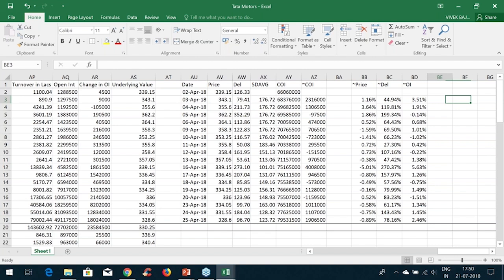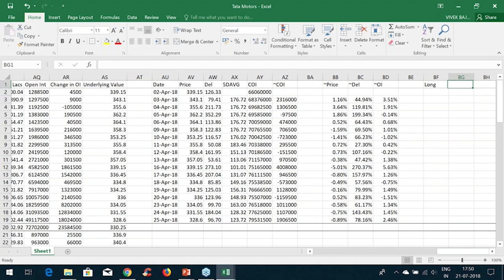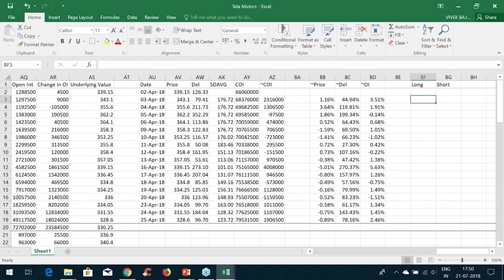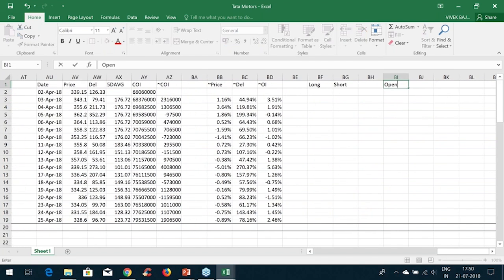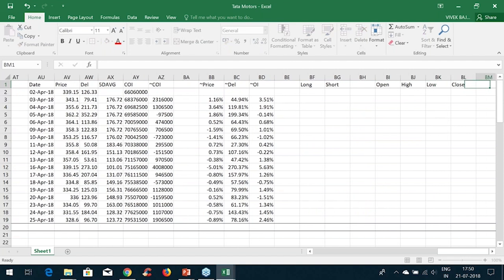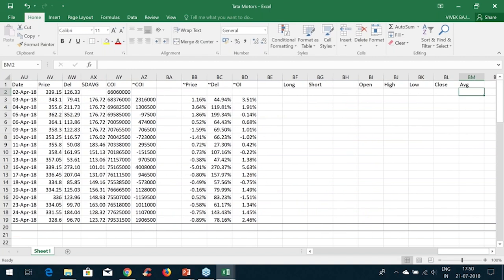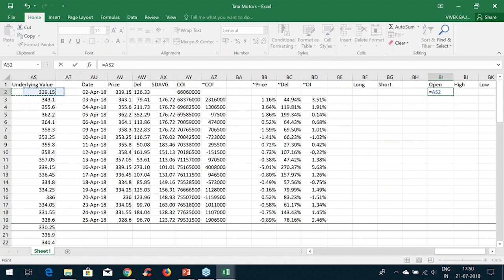Now what do I need? I'm trying to make an attempt to see whether the position added in the market is a long position, long covering, short position, or short covering. And also, I will try to pull in the open, high, low, close, and average price for the day. The open, high, low, close of the stock in cash segment.